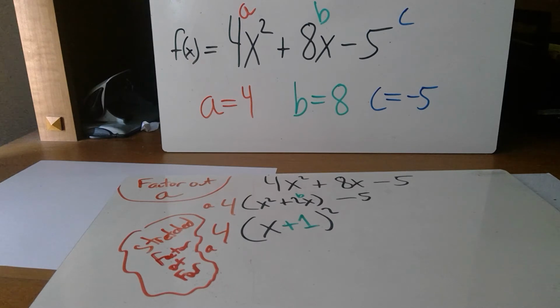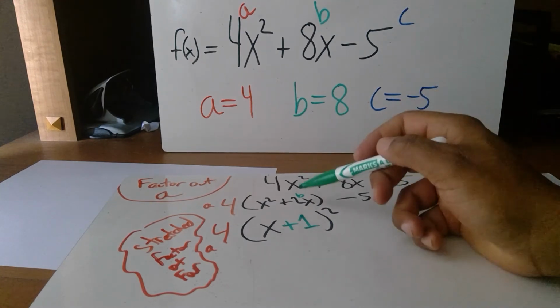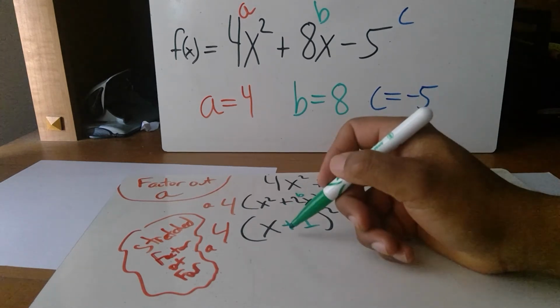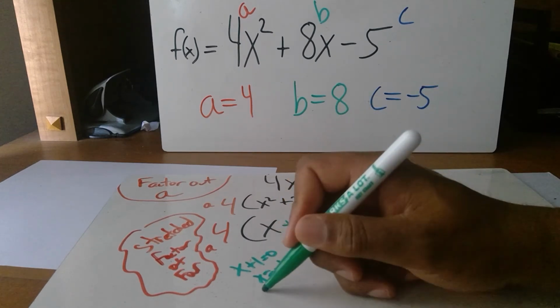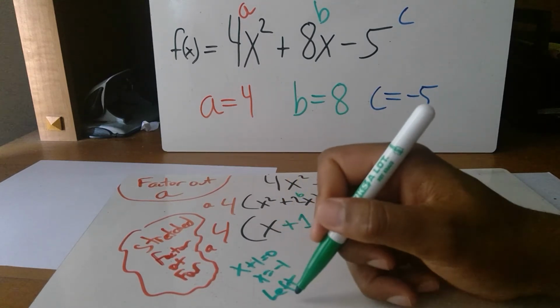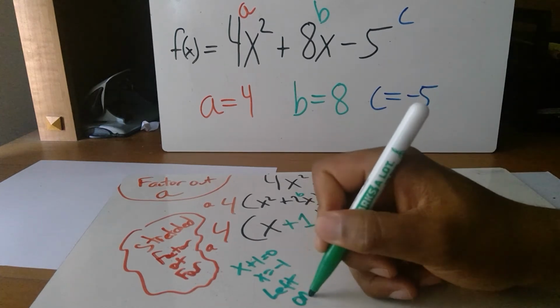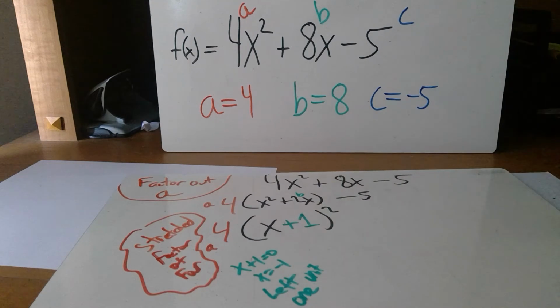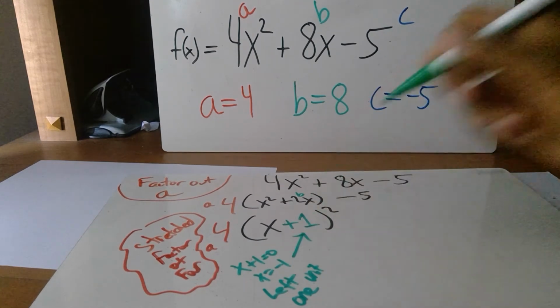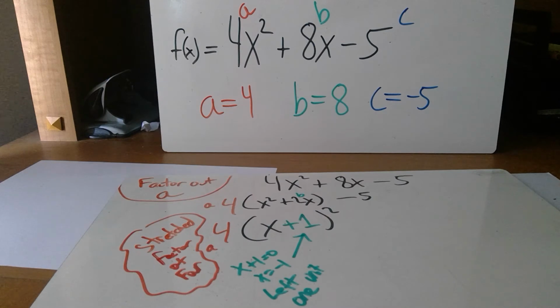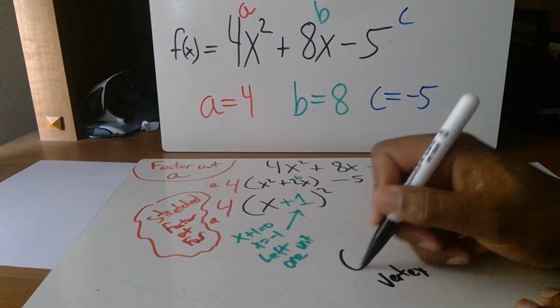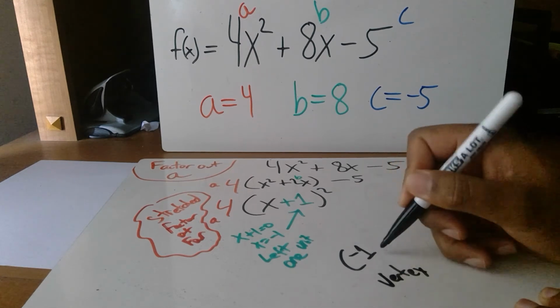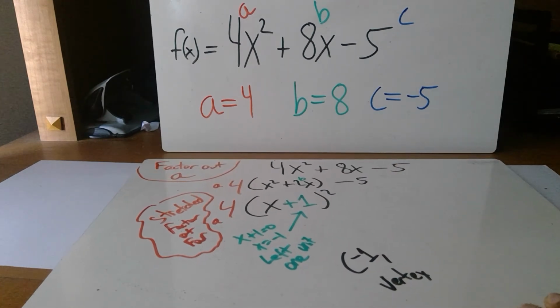Now, I got this plus 1. How did I get the plus 1? Remember, we factored out 4 from 8, which is 2. Half of 2 is 1. And that means x plus 1 equals 0. X equals -1. We are going left. 1 unit left. That's what that plus 1 is telling me. I'm going 1 unit left with my vertex. So if I'm trying to find my vertex, I know I'm at -1 for x.